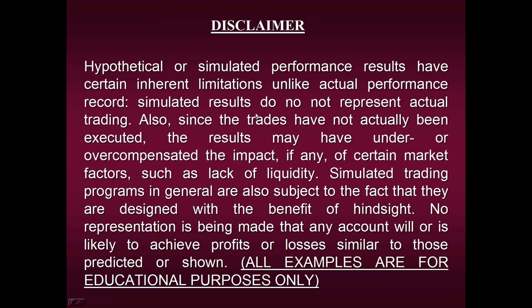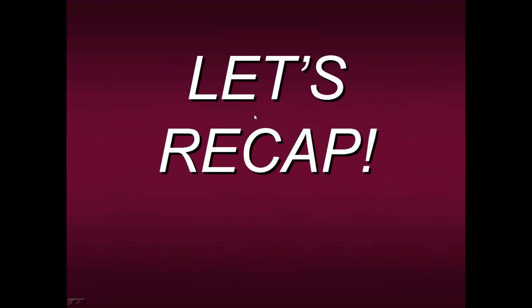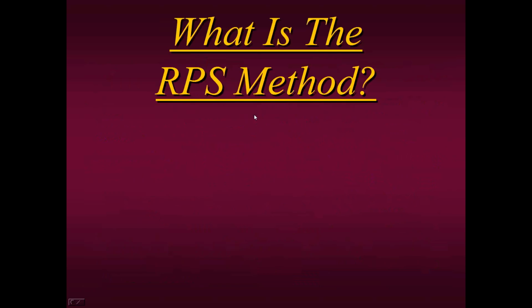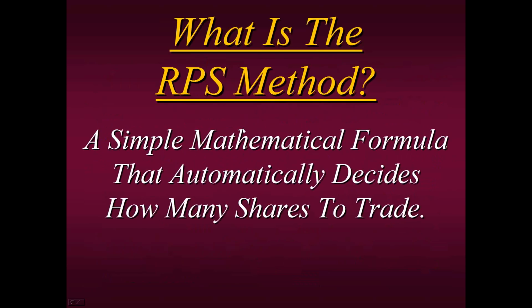Remember, I just showed you a lot of performance results, but they were strictly for educational purposes only. We can in no way guarantee that any of the results I'm about to share with you will be repeated in the future. So let's recap before we go to question and answers concerning this. Remember, what is the RPS method? It's a simple mathematical formula that automatically decides how many shares to trade. Remember, when we say automatically decides, we're only speaking about stocks right now. It does not apply for options.